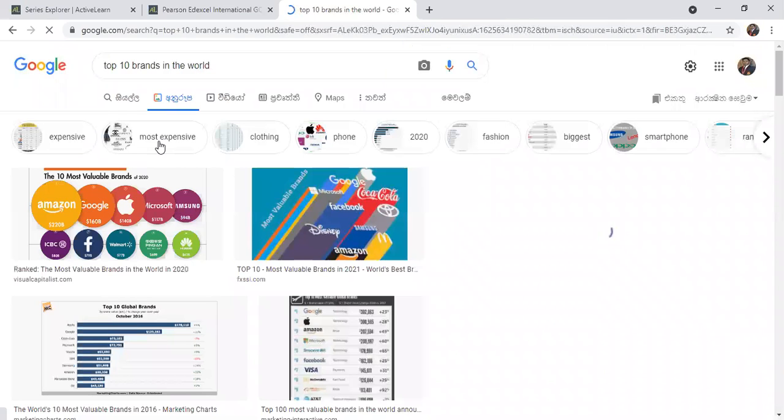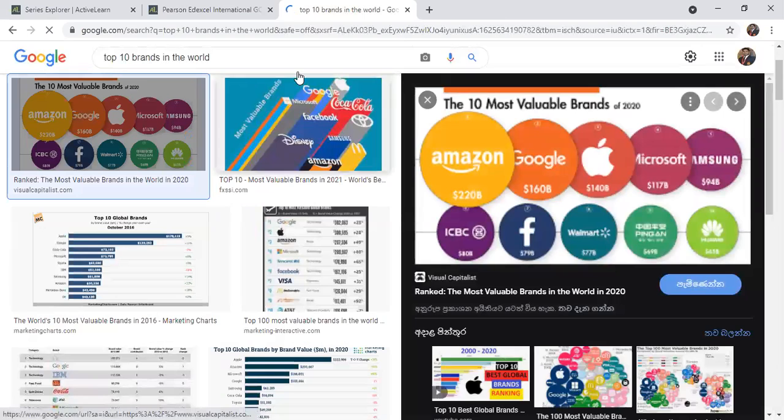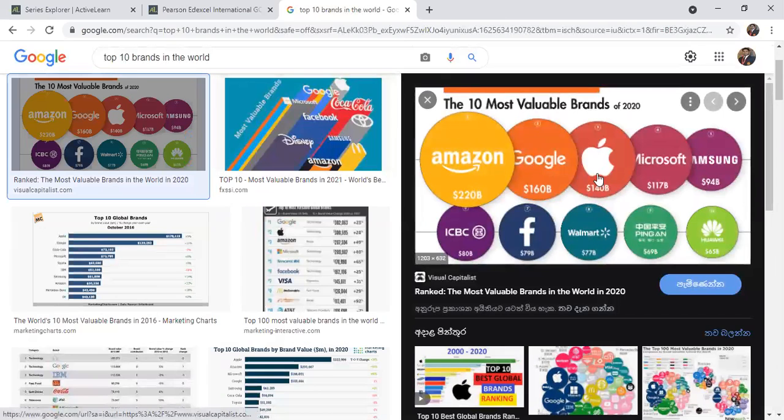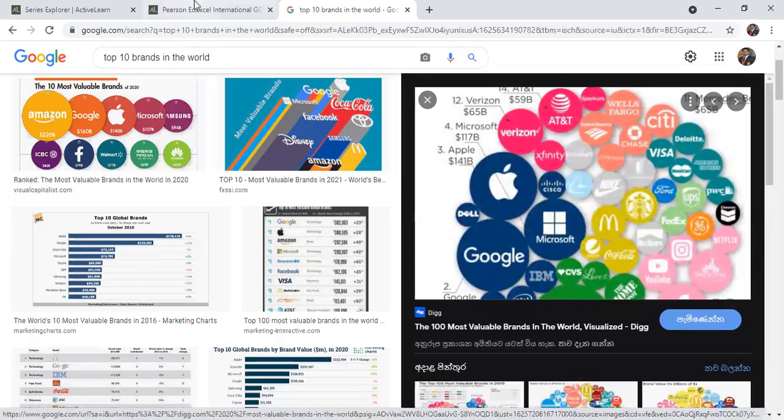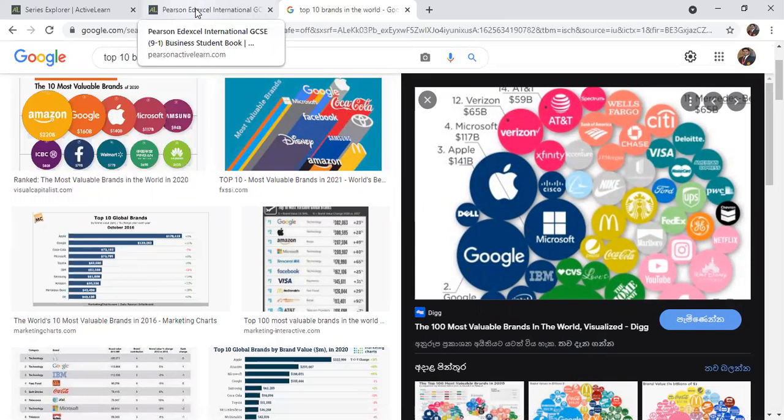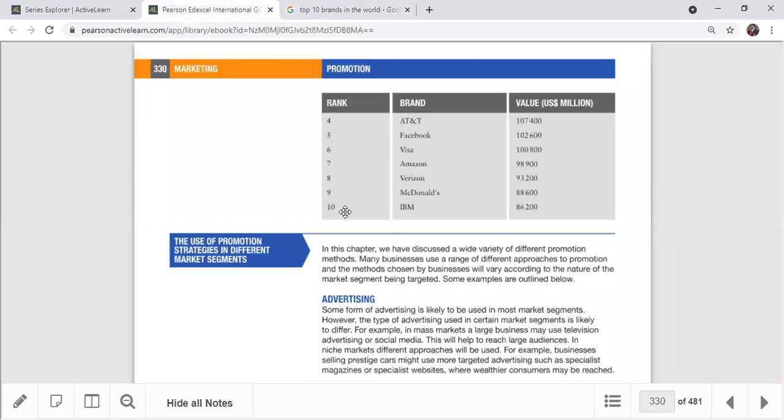Most valuable brands, you can see this picture: Amazon, Google, Apple, Microsoft, Samsung, Facebook, Walmart. So many brands. These brands are worth billions. That's the thing. So if you have created a brand value, you can have these advantages.